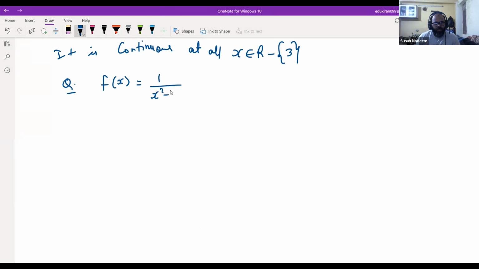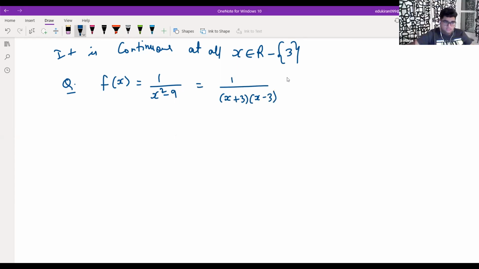f of x is 1 by x square minus 9. So you have to find where it is discontinuous. You will factorize the denominator and write it as x plus 3 into x minus 3. Can you write it like this? Yes, sir.